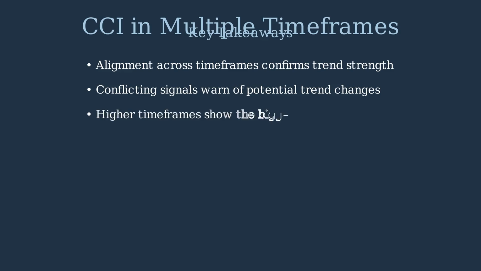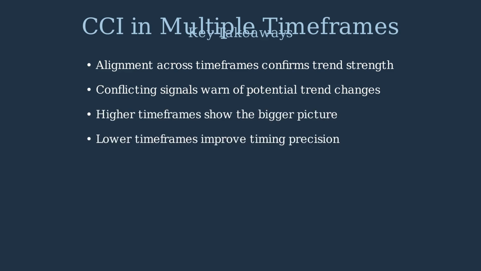To summarize, when analyzing CCI across multiple timeframes, remember, alignment across timeframes confirms trend strength. Conflicting signals warn of potential trend changes. Higher timeframes show the bigger picture, and lower timeframes improve timing precision.